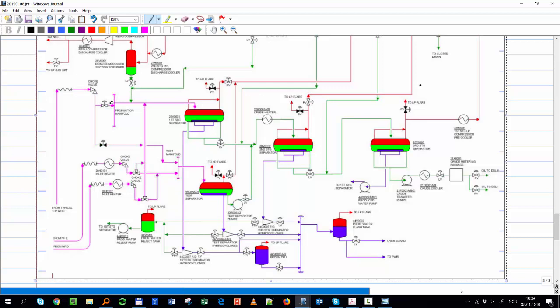Then you have the choke, you have a manifold, and then you have the first stage separator, which is here. Then you see you also have water separation. Then the liquid goes to the second stage. You have a valve, and then you have a cooler, in this case a heater. Then you have the second stage. Then it comes out of the second stage, you have a valve, and then it goes to the third stage. And after that it goes to metering and to storage.